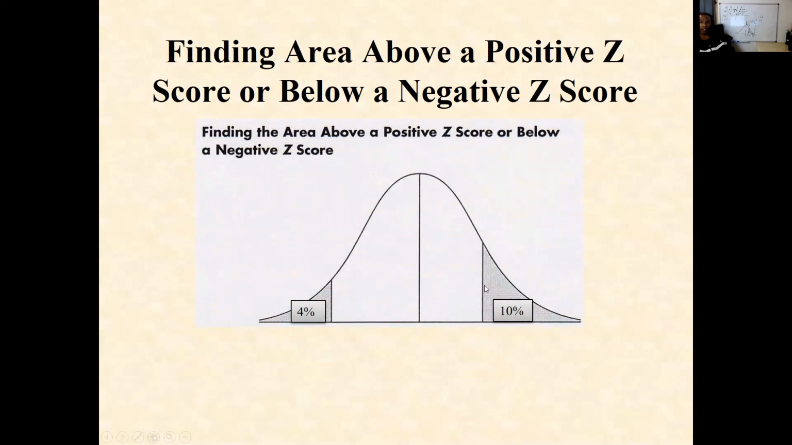So since we're seeing the area below 50, we're looking to the C column. The area above 85, we're again looking into the C column, because we don't really look into the B column, we're looking between the area between the mean and the z-score. We're looking at the area beyond, so we're looking into the C column.